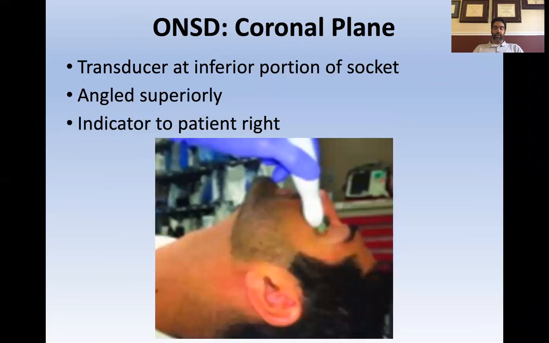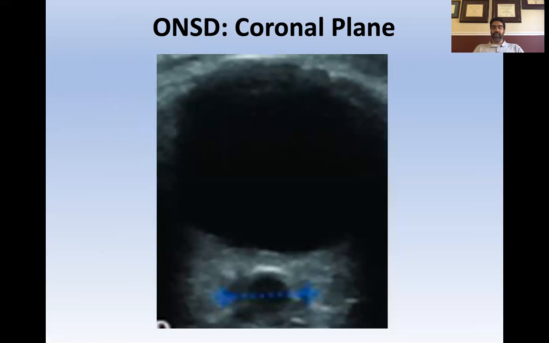The other approach is going all the way inferior in the orbit, in the socket there, and actually angling superiorly in the transverse axis. Okay, an indicator the patient's right. The goal of both of these views is to actually get a transverse view of the optic nerve and optic nerve sheath here. So instead of looking at the optic nerve and sheath in its long axis, you're looking at it in its transverse axis. So you're looking for a round shape.